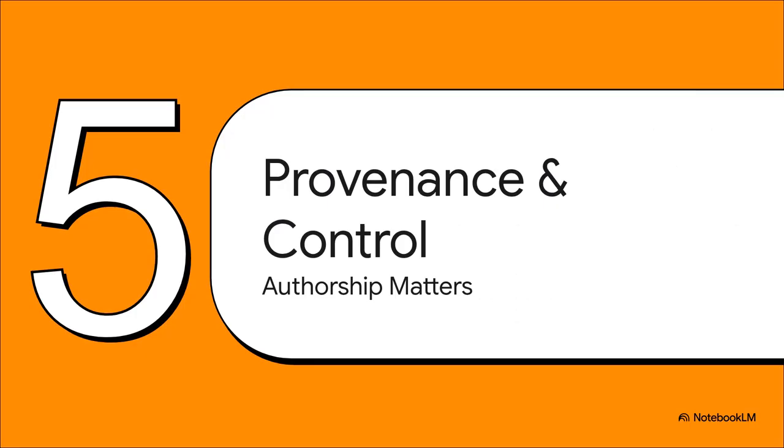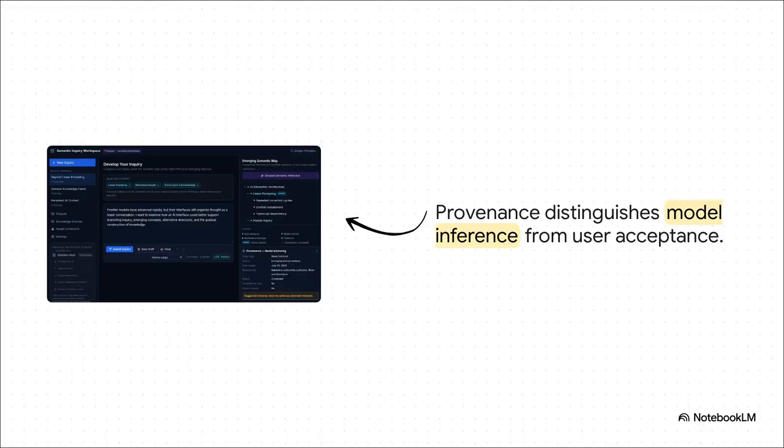Next up, Section 5, Provenance and User Control. Authorship matters. This brings up a vital question, especially for all the knowledge management pros out there. Who actually authored the thought fed into the AI? This interface solves that by strictly preserving provenance. It clearly distinguishes between what you actually accepted, what is active prompt context, and what is merely a model inference.